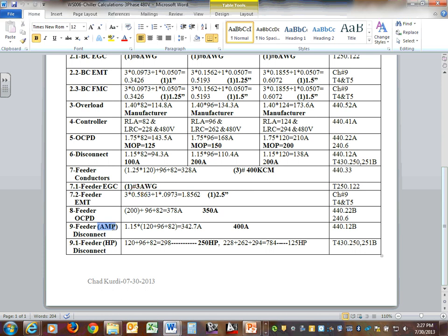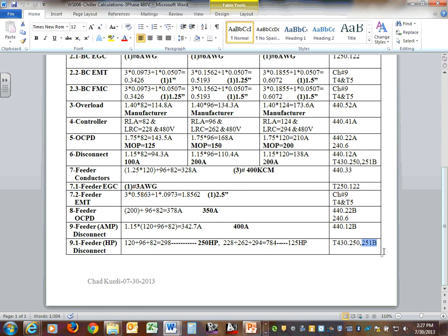For feeders, you have 2 sizes, amp and horsepower. For horsepower, they size them based on the full load amp, and also based on the lock rotor current. That's where the lock rotor current becomes a big deal. So I have all my lock rotor current added up. Then you can go to table 430.251B, and you cross-reference this one.